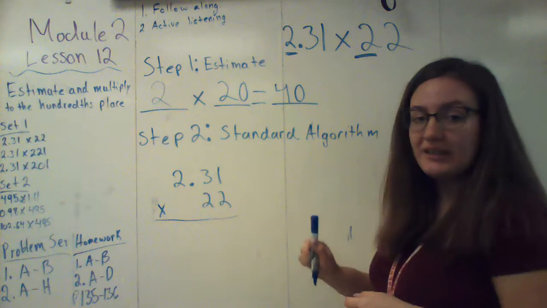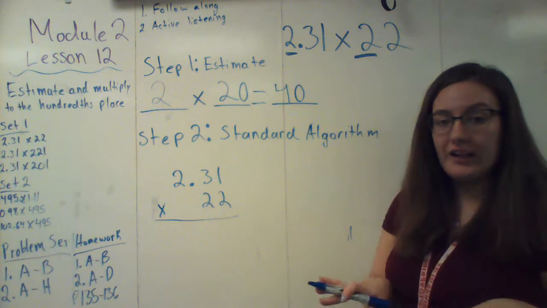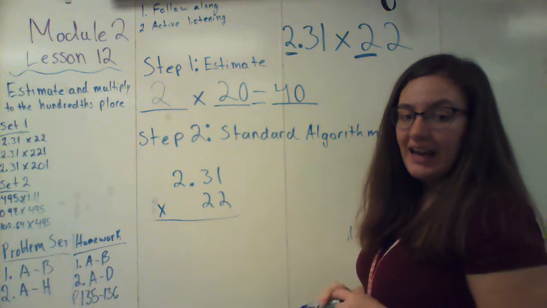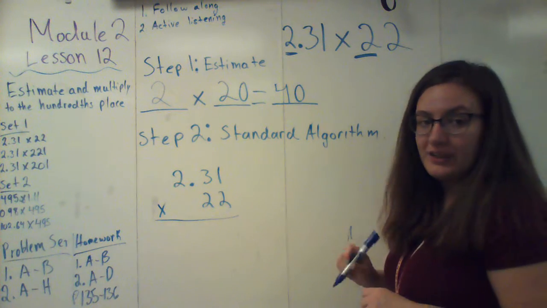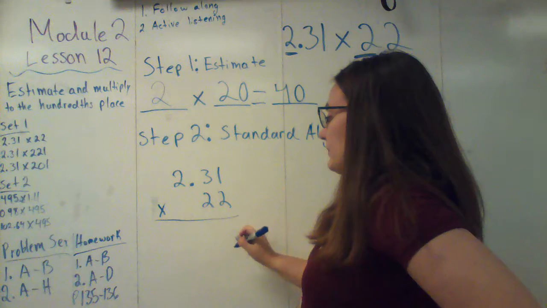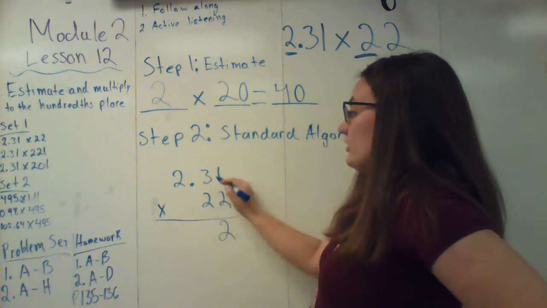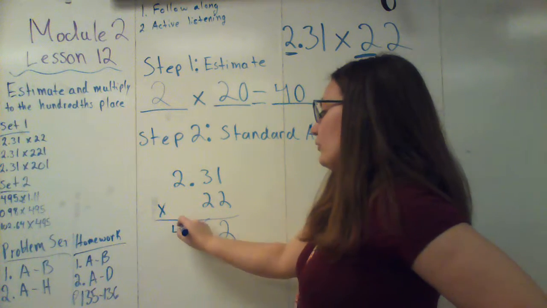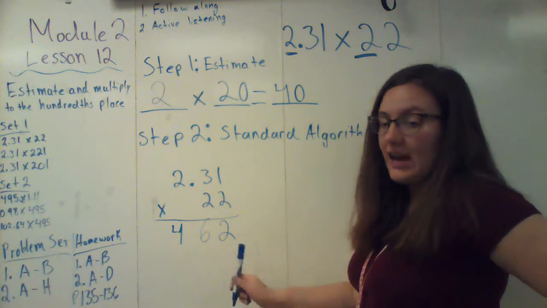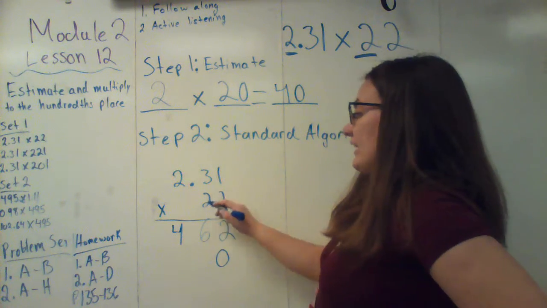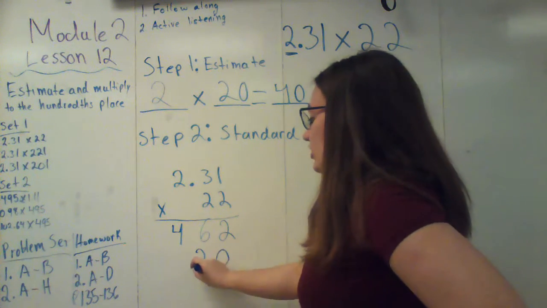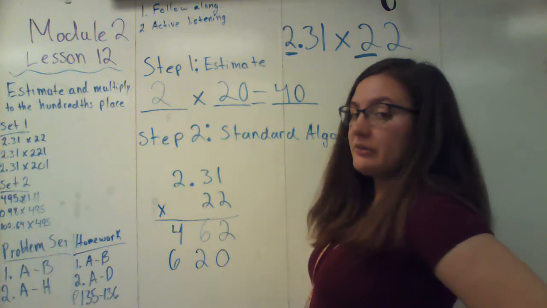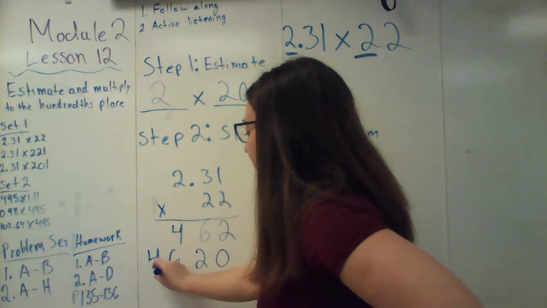So now I need to do my standard algorithm. Again, you're not doing area models for this lesson. You're just doing standard algorithms and estimating. So let's get started with this. I have 1 times 2, which is 2. 2 times 3 is 6. 2 times 2 is 4. Then I need to make sure I add my 0. And then I do 2 times 1, which is 2. 2 times 3 is 6. And 2 times 2 again is 4.